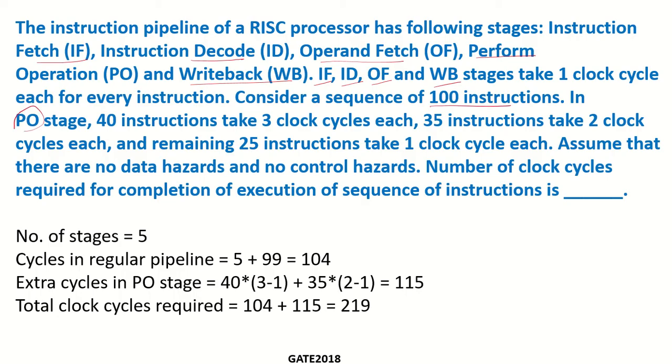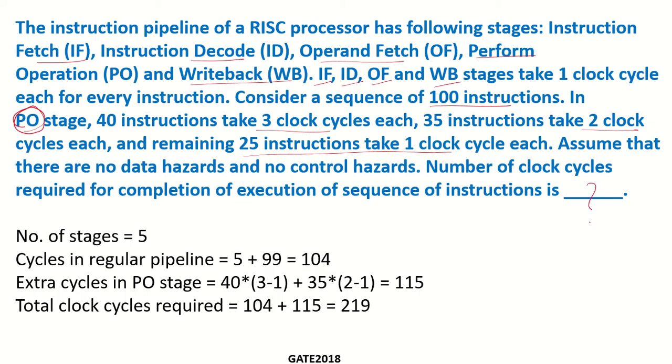In the perform operation stage, 40 instructions take 3 clock cycles each, 35 instructions take 2 clock cycles each, and the remaining 25 instructions take 1 clock cycle each. Assume that there are no data hazards and no control hazards. So the number of clock cycles required for completion of execution of the sequence of instructions is how much?